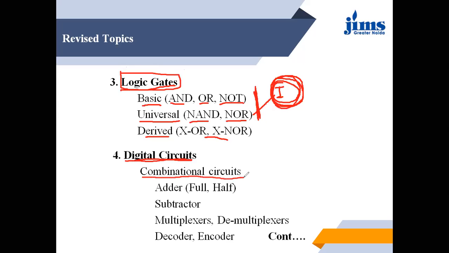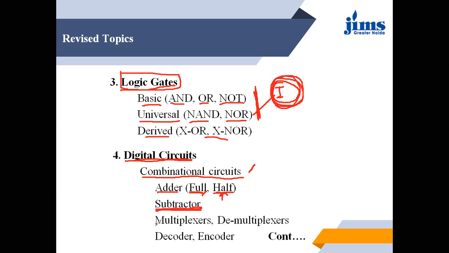When there is no need of memory, then this is called a combinational circuit. In this, we discuss the adder, half adder and full adder. We discuss both half adder and full adder, and we discuss how we can implement a full adder using the half adder. Then we discuss how we can implement a subtractor, or perform a subtractor operation.